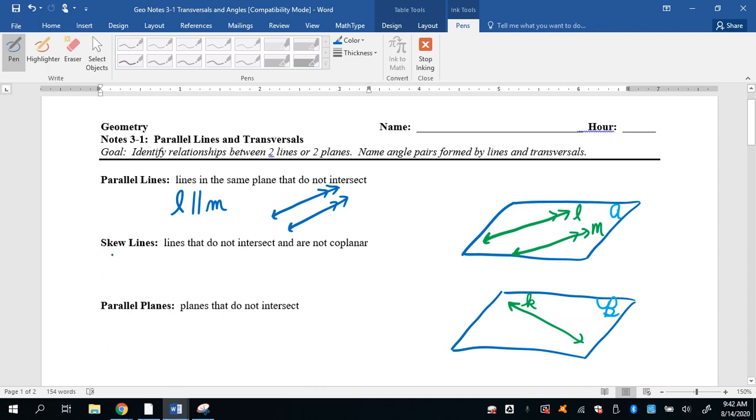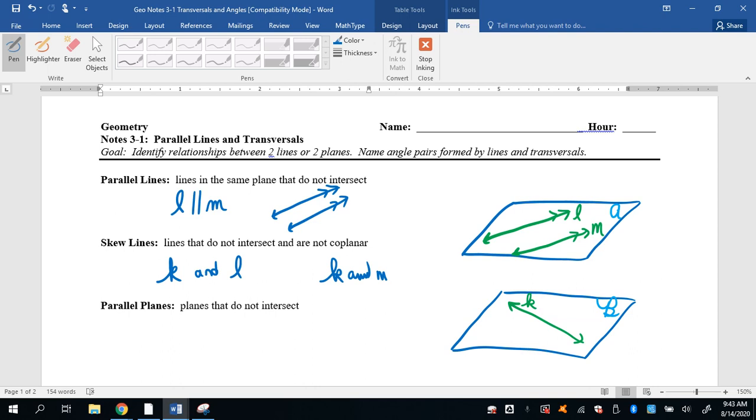Skew lines are lines that don't intersect, but they are not on the same plane. So an example here would be K and line L, or K and line M. They are in different planes and they will never intersect. It's like two airplanes that are in the air, but it looks like they're crossing from the ground, but they are not because they're on different heights. So that's what skew is. They will not intersect, lines that don't intersect, but they are not in the same plane.